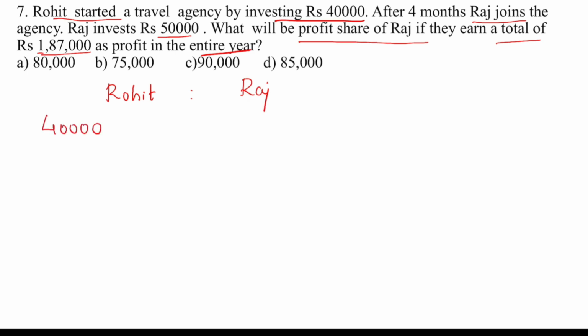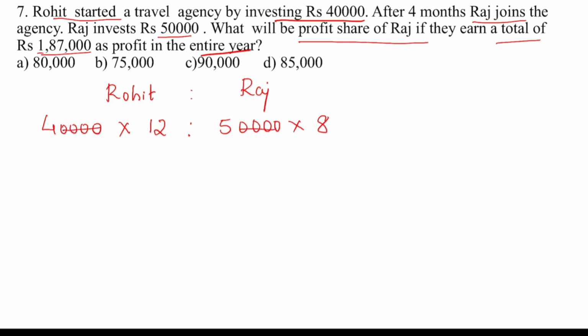Okay, so Rohit invested how much? 40,000. Profit is calculated at the end of the year, meaning for 12 months Rohit invested 40,000. Then after 4 months Raj joins, with how much capital? 50,000. For how many months will he remain in the business? 4 months have gone, so he will remain only 8 months. So 50,000 for 8 months he is investing. So this will give us the profit ratio.